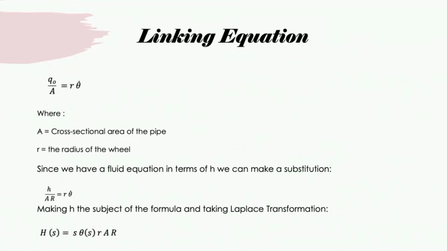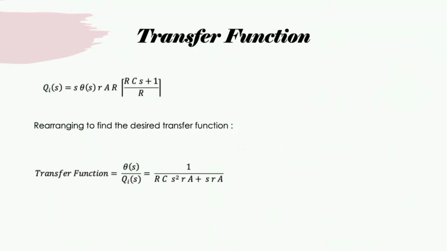Linking equation. It was assumed that the instantaneous velocity of the output flow rate is equal to the instantaneous velocity of the wheel, which gives the following equations. Since we have an equation in terms of Hs, this can be substituted into the final fluid system and rearranged to find the transfer function. This is illustrated in the following slide.